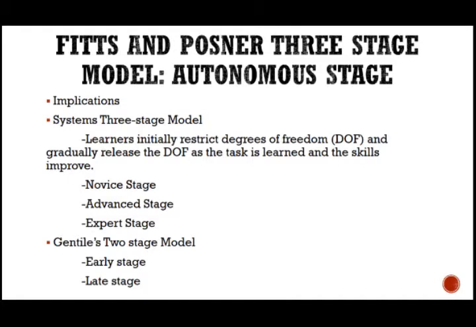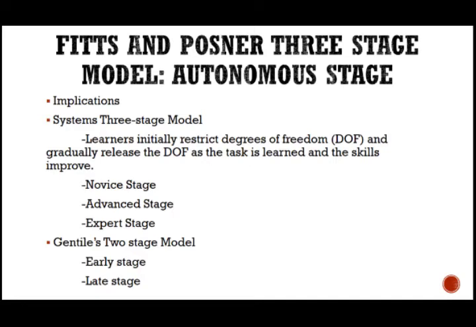Fitts and Posner three-stage model. Autonomous stage. Autonomous stage is when progress in learning stops, when your mind stops thinking about the movement and switches the movement or skill over to an automatic response. This is when progress in this skill is halted. It is possible for the body to make this switch way too early, and many of us do this.